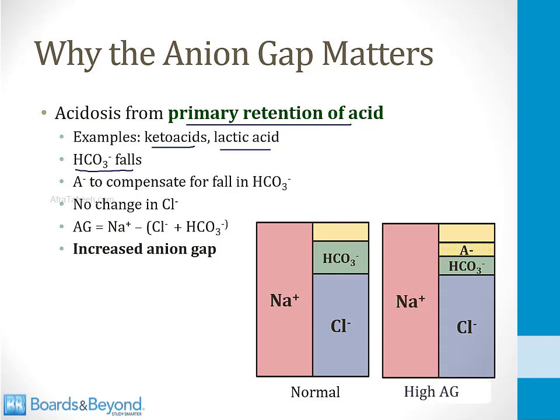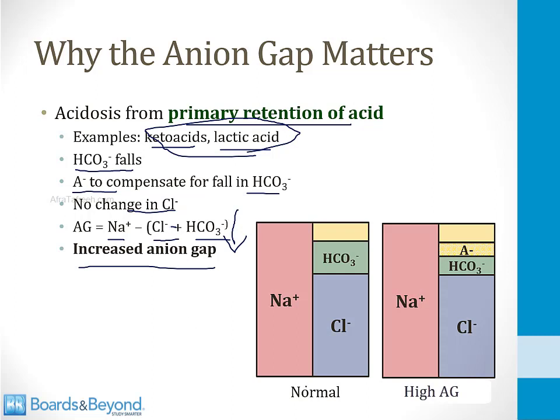However, the chloride does not go up. That's because these types of acids have their own anions associated with them, and that anion compensates for the fall in bicarbonate. As a result, there's no change in chloride, so the anion gap increases, because the anion gap is sodium minus chloride plus bicarb. If the bicarb goes down, and the chloride doesn't change, then the anion gap is going to increase.